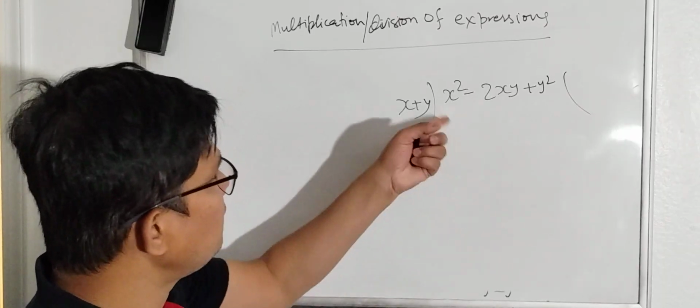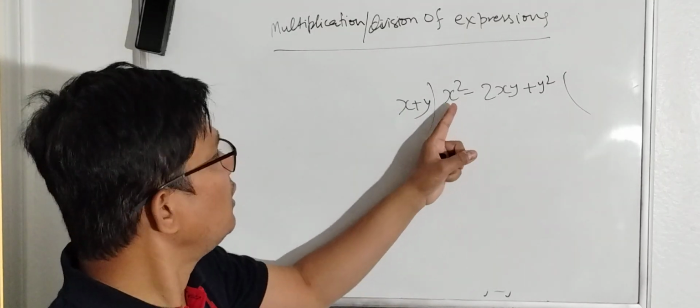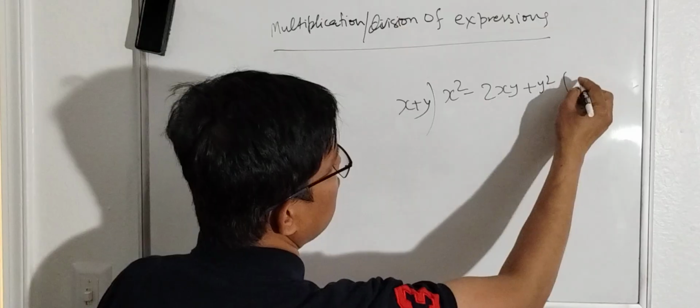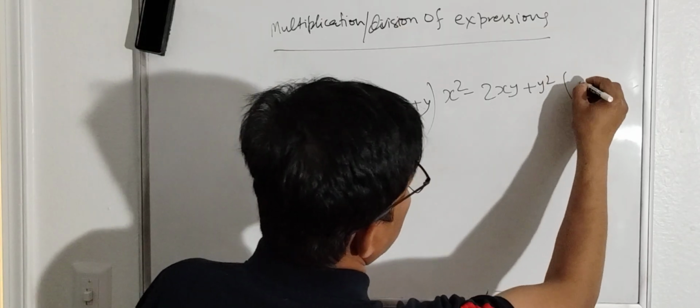Okay, so let's start with that x square. So I will multiply x plus y with x. What happened?